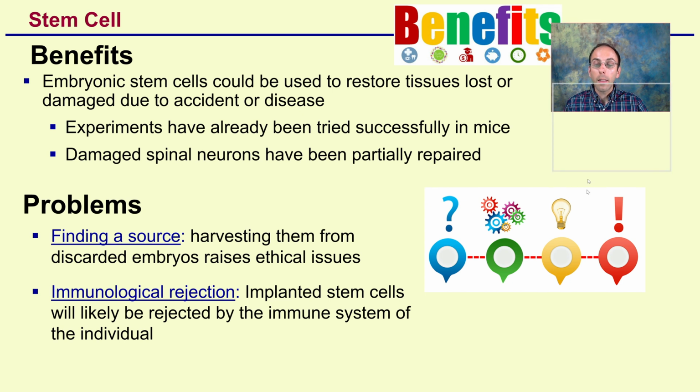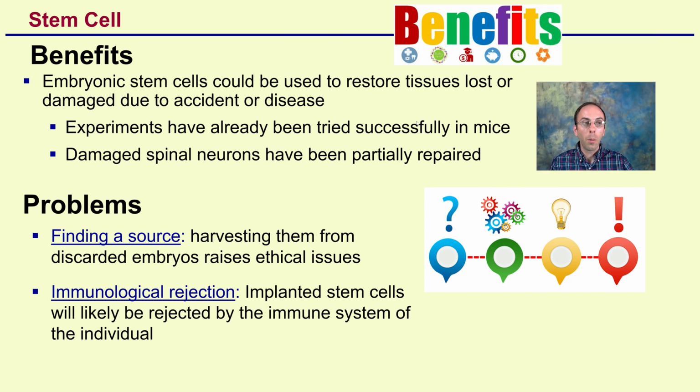Now, when we're looking at stem cells, there are some benefits and some drawbacks. Benefits: embryonic stem cells could be used to restore tissues lost or damaged due to accident or disease. Experiments have already been tried and successful in mice. Damaged spinal nerves, as I mentioned, nerve cells don't divide for very long into your life. So damaged spinal nerves can be partially repaired, which can help someone recover from a spinal cord injury, who might be paralyzed in parts. So that's some of the benefits of stem cells.